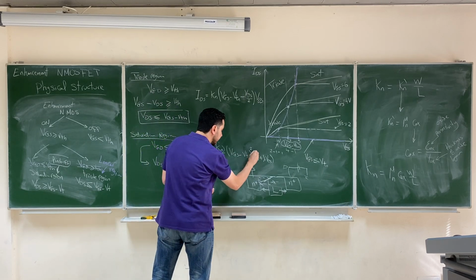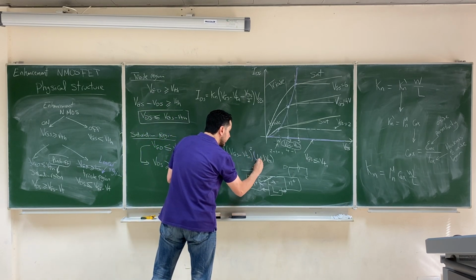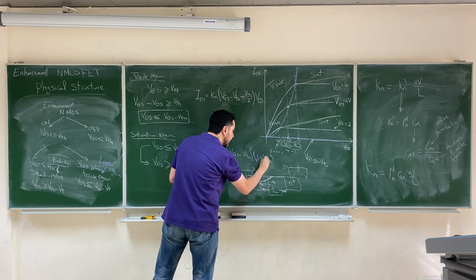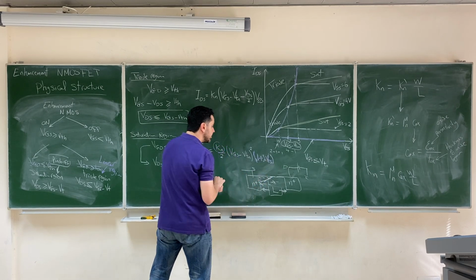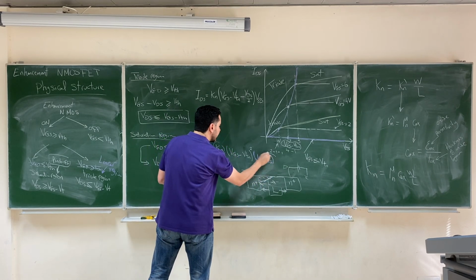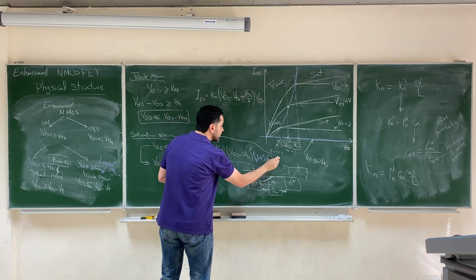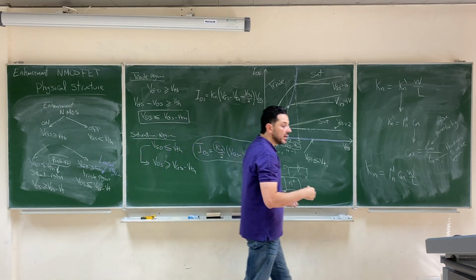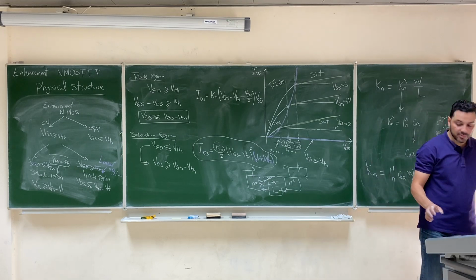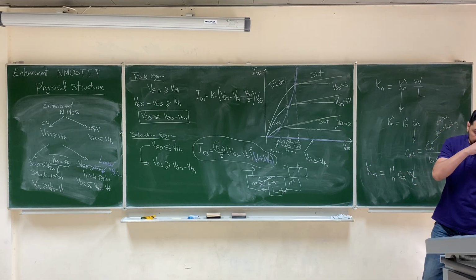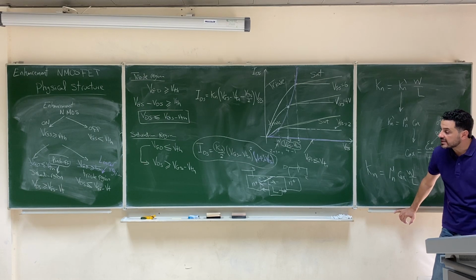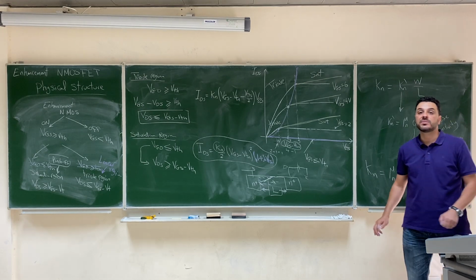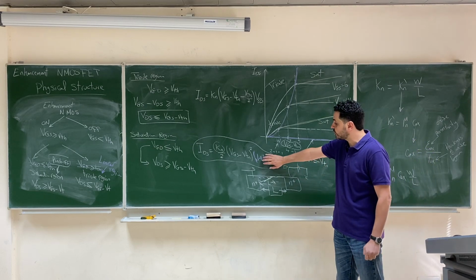I'm going to write it in a different color: 1 plus lambda VDS, to take into account the channel length modulation effect. Of course, lambda is called the channel length modulation parameter, and if it is 0, then this means that we ignore the channel length modulation effect.